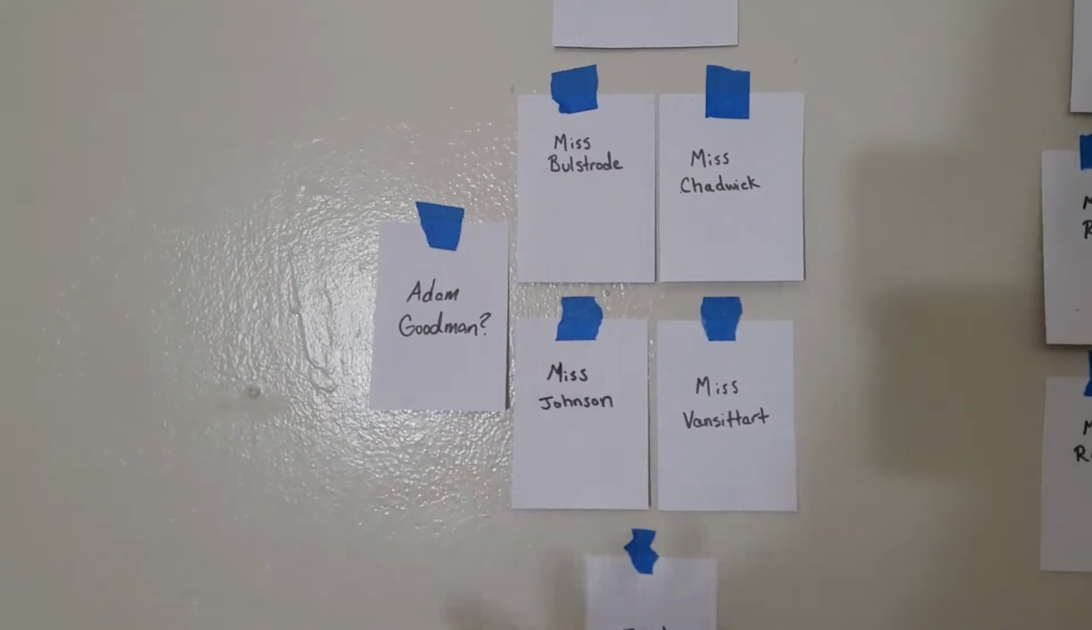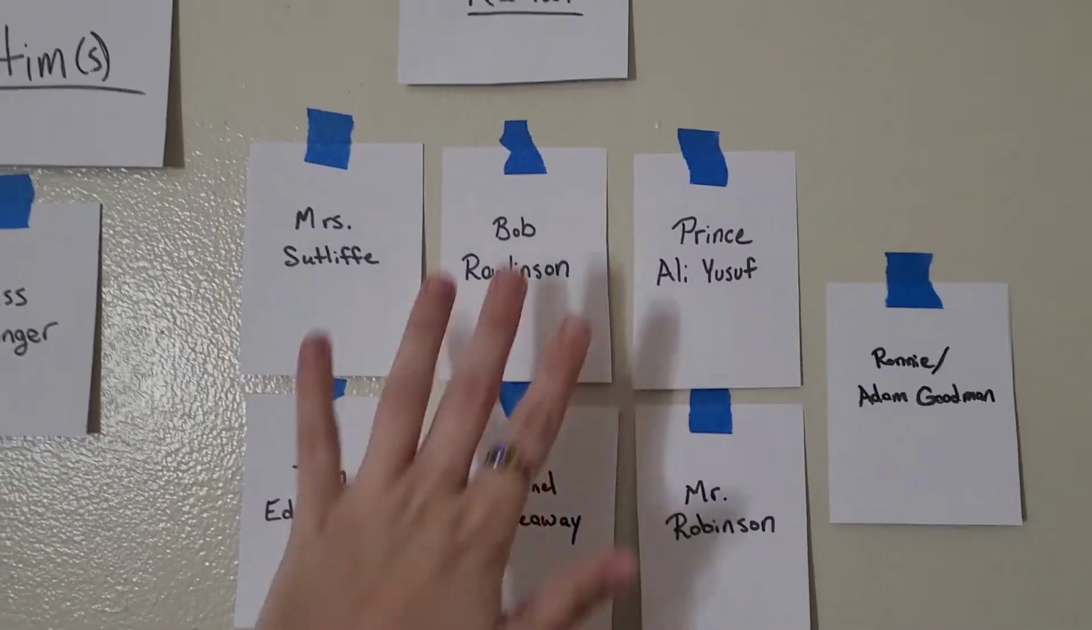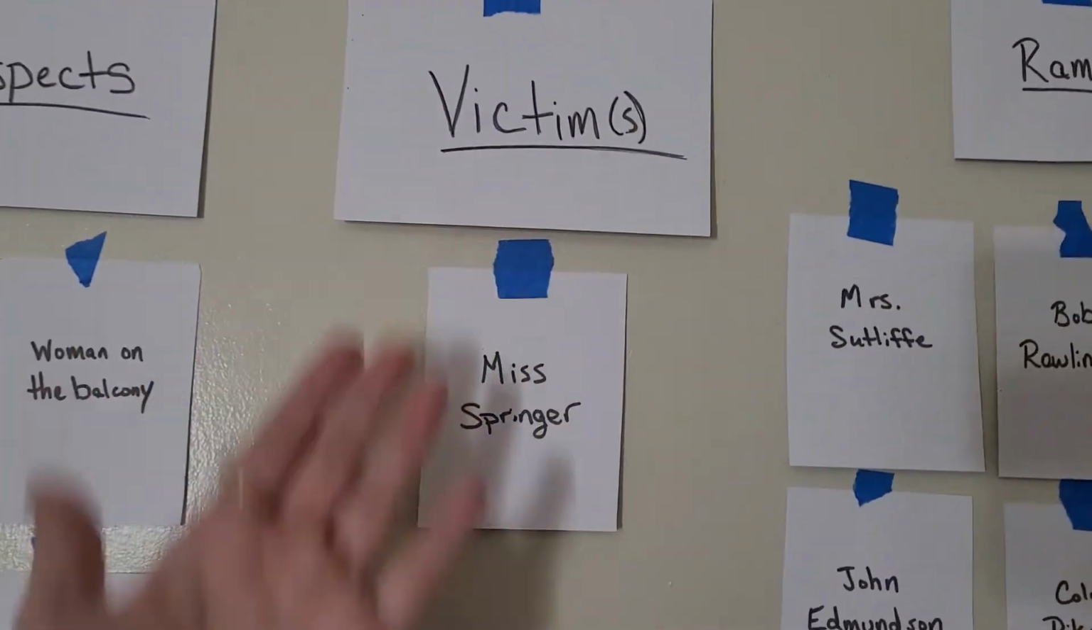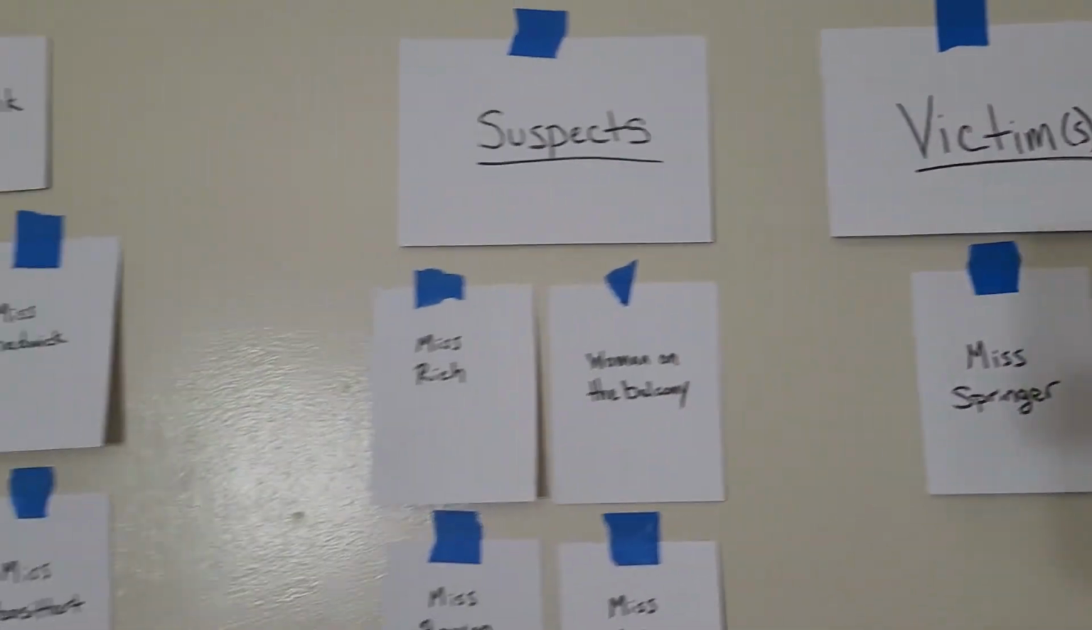All right, like I said, this is Meadowbank. This is Ramat. And of course, here are the victims. There's room for more, but right now we just have Miss Springer.